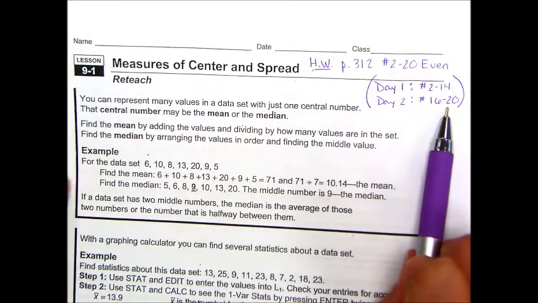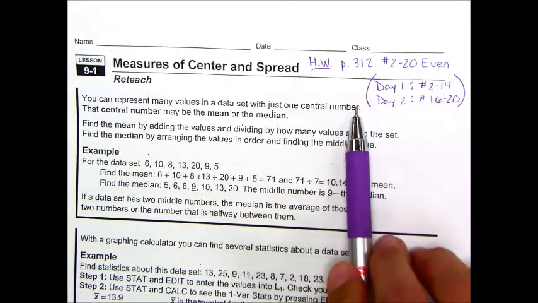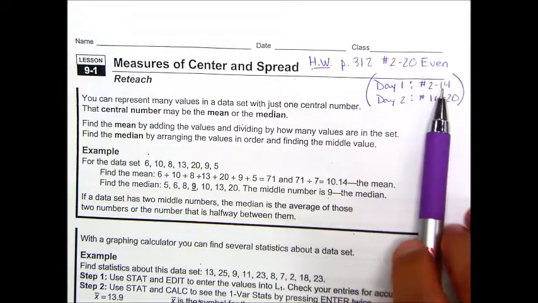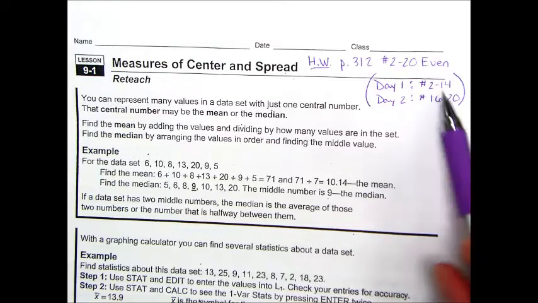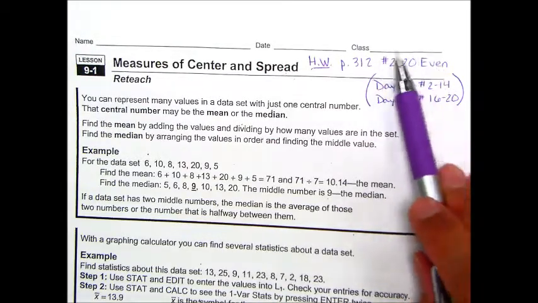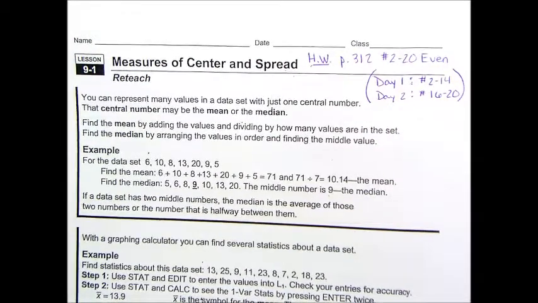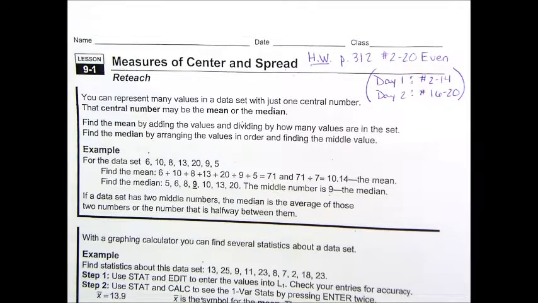So you won't turn in an assignment yet tomorrow. You will do as much as you can up to 14, learn the rest tomorrow, and complete the assignment, and then we will grade all of 2 through 20 even together at once after 2 days.